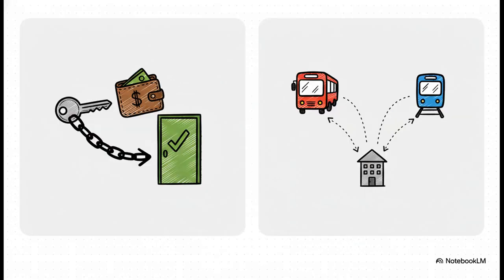So let's put them side by side, because this is the key takeaway. And is strict. It's for requirements. Think, I need my keys and my wallet. You need both. Or is flexible. It's for options. Think, I'll take a bus or a train. Either one will do. Getting this difference is absolutely crucial.